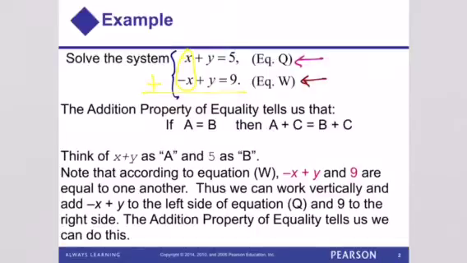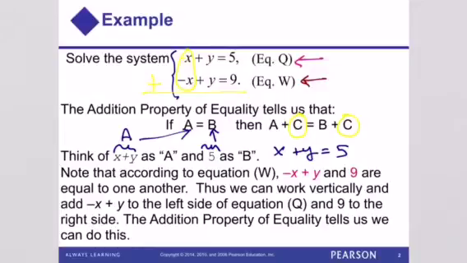Now, your question might be, how come we're allowed to do this? Well, you'll remember that if A equals B, then we're allowed to add the same thing to both sides of an equation and keep the equality. That's called the addition property of equality. So in this particular case, if you think of the x and the y as the A here, and the 5 as the B here, to start with, we know x plus y equals 5 from our equation Q.